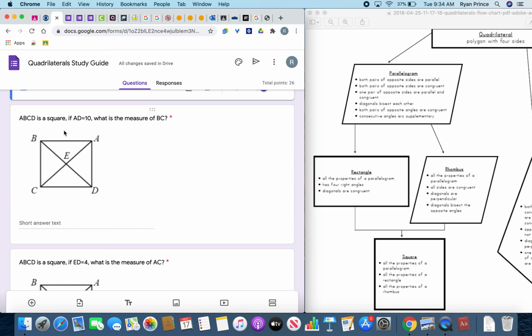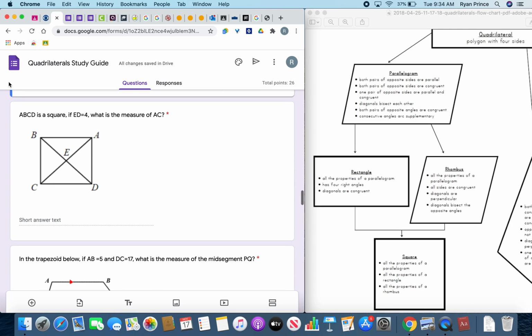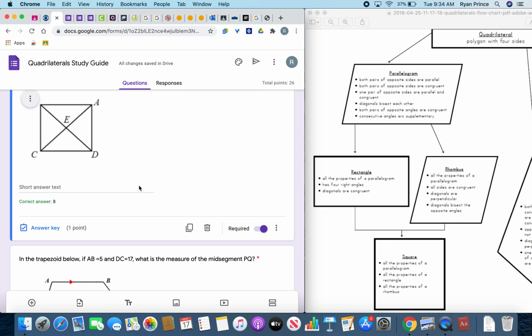ABCD is a square. If AD is 10, what's the measure of BC? If AD is 10, BC is also 10. And all those sides would be 10, obviously. ED is 4. What is the measure of AC? So ED is 4. Wants to know the measure of AC. Well, if this is 4, then the whole thing would be 8. So AC would be 8.